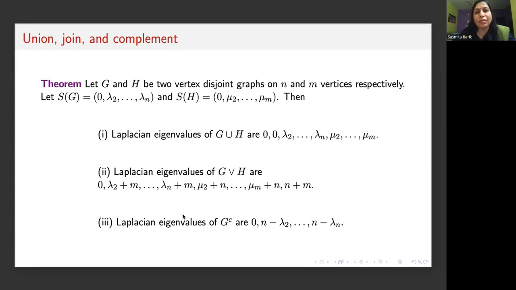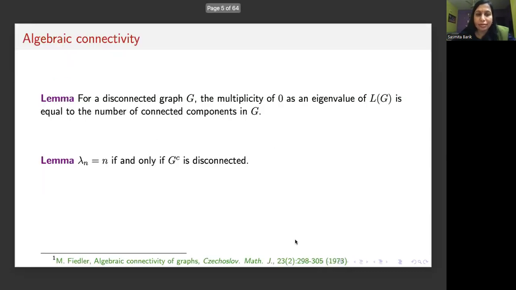So in G you are putting the edges which are missing. So then it will look like a join of two graphs. So that's an if and only if condition. So lambda n is always less than or equal to n, and it will be equal to n only when G complement is disconnected. In that case, G is a join of two graphs.